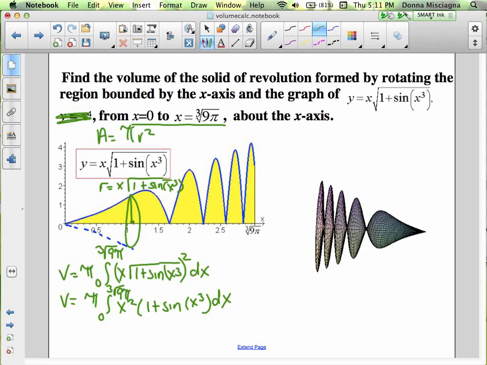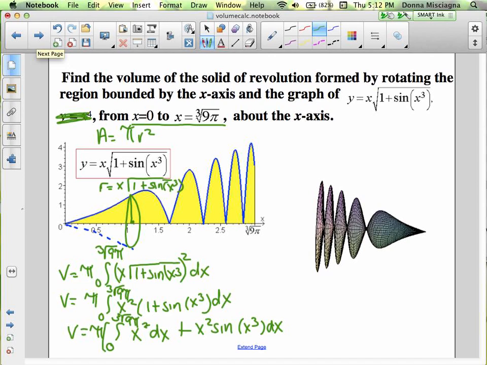So I'm going to distribute. Volume is pi, 0 to cube root of 9 pi. So now this would be x squared dx plus, and actually I'm going to write it as two separate integrals because only one of them needs a substitution. Plus, all of this is times pi, x squared sine x cubed dx. I've got a feeling I'm enlarging the board. I'm running out of space already.